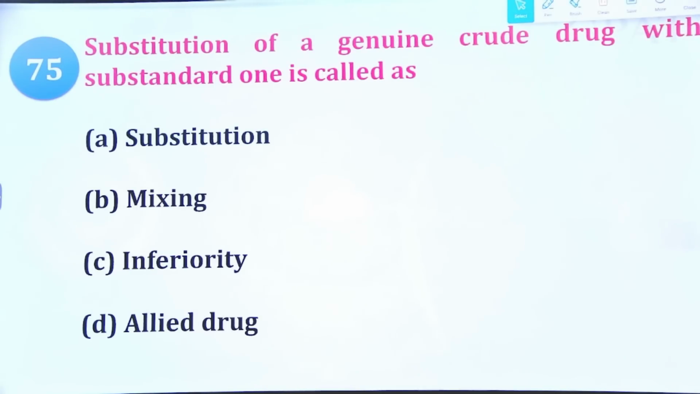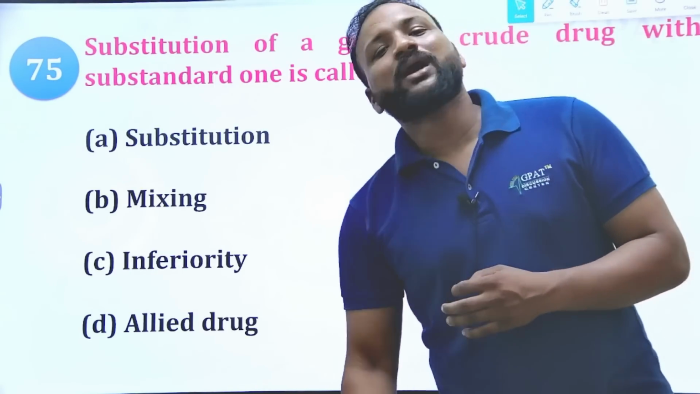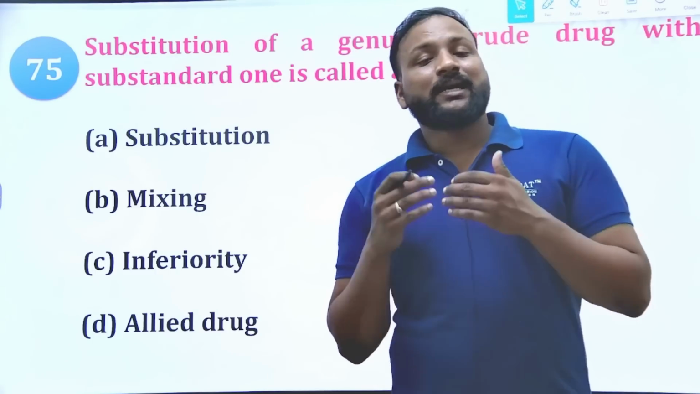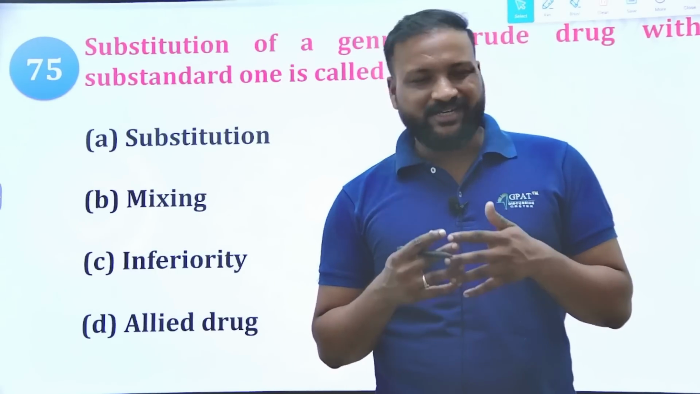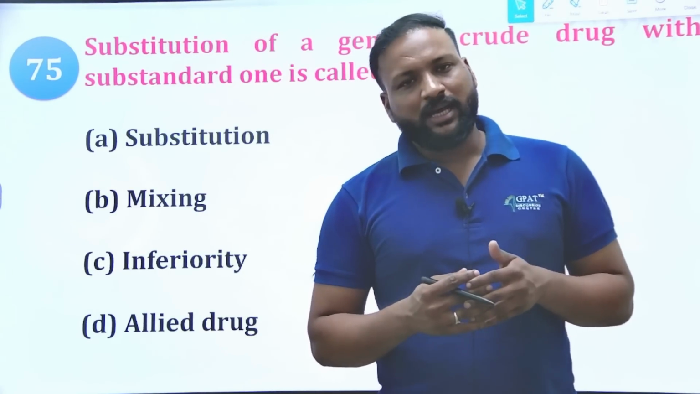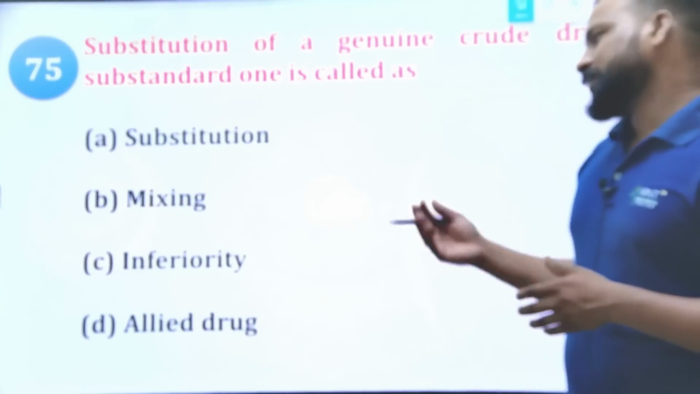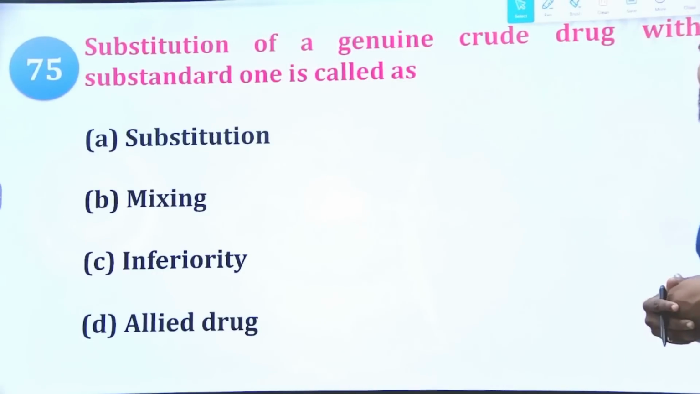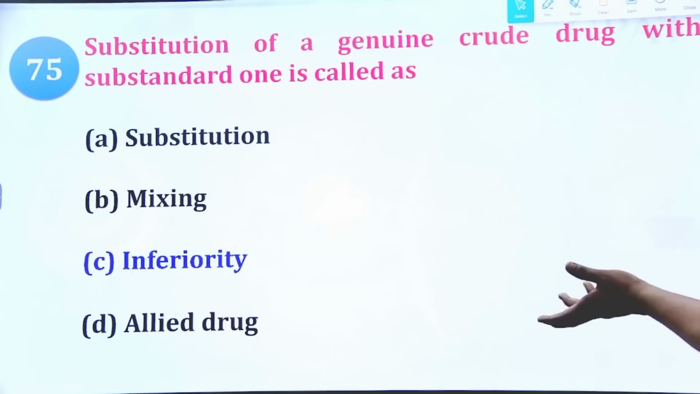Substitution of genuine crude drug with a substandard one is called as. There are different types of conditions of adulteration: inferiority, deterioration, admixture, sophistication, and substitution. According to the statement, which one is called substitution of genuine crude drug with a substandard one? Yes, inferiority, less quality drug, substandard or less quality drug.